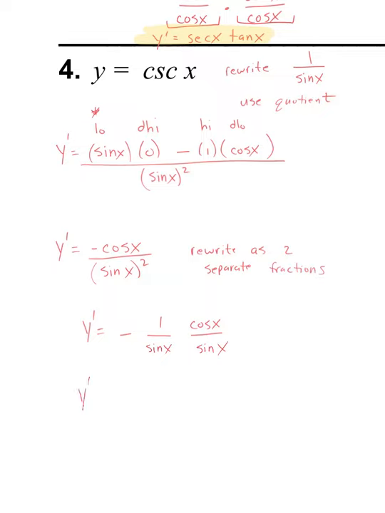Okay, now here it is. 1 over the sine, the reciprocal of the sine of x, of course, is cosecant of x. And cosine over sine is cotangent of x. So there is the derivative of the cosecant. The derivative of the cosecant of x starts with itself, and it consists of two functions multiplied together. The derivative is negative cosecant of x times the cotangent of x.